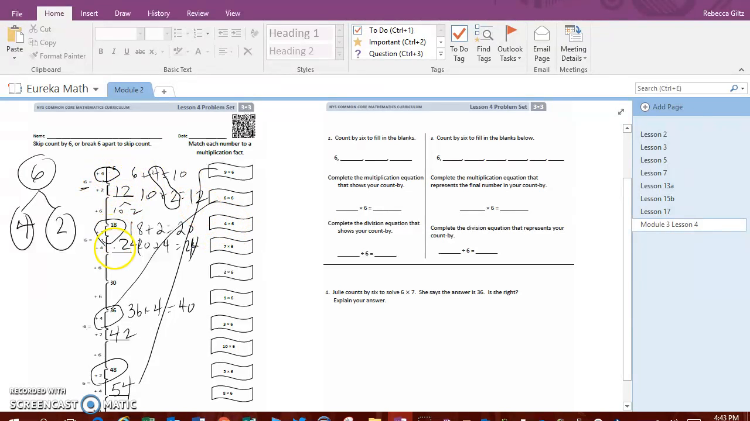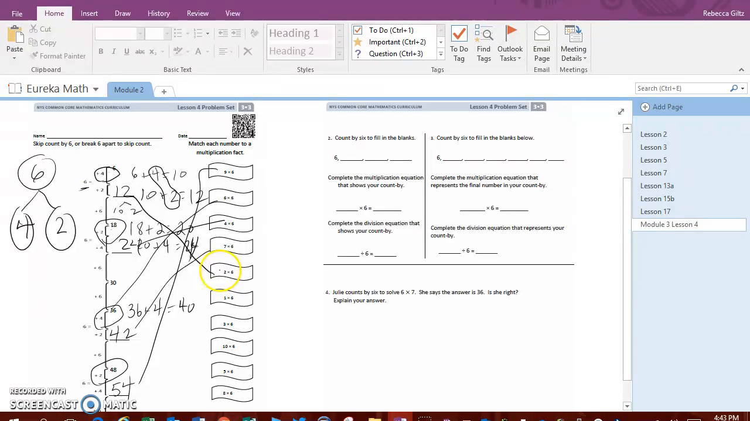1, 2, 3, 4, 24. 7 groups of 6. Well, I know 5 groups of 6 is 30, so I can just go to the 6th and 7th a little bit faster if I can remember 5 groups of 6 is 30. 2 times 6, well that's just double 6 or 12, so I'm not even going to count my groups.